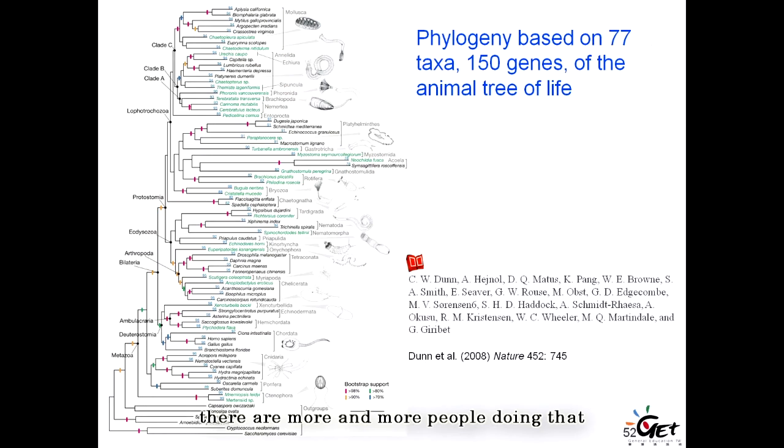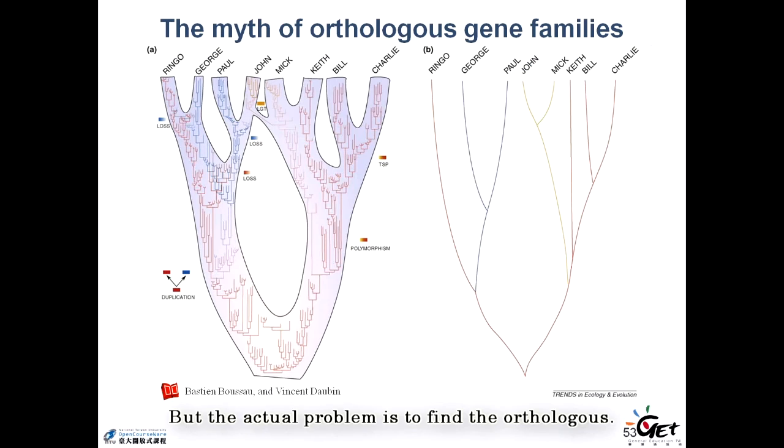And there are more and more people doing that. Although it's still quite dangerous to place very high confidence on the result, this is the way to do it, I think. But the actual problem is to find the ortholog.